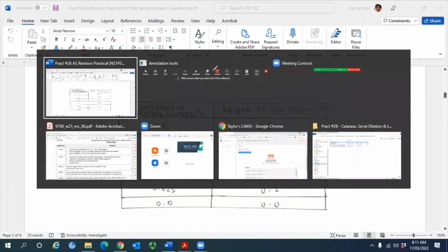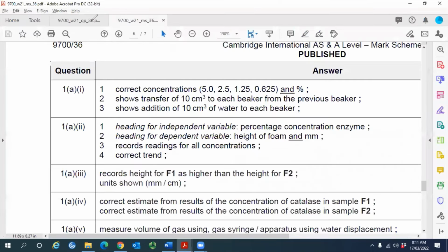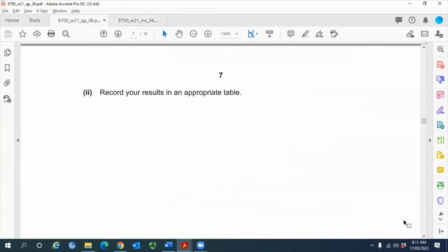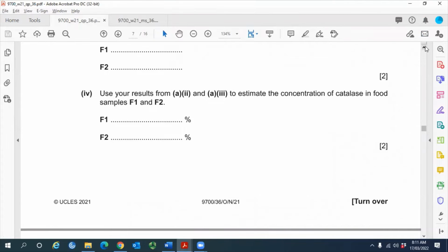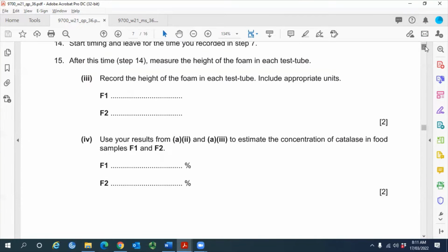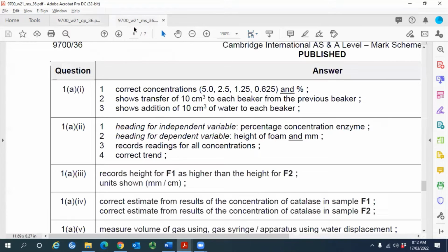So next question. So the result is 4 marks. After that, they give you 2 unknowns. F1 and F2 are enzymes. So record the height of the foam in each test tube, including appropriate units. And so part 3 is between F1 and F2. F1 has a higher foam height than F2. So as long as it's higher, and your unit you must indicate.